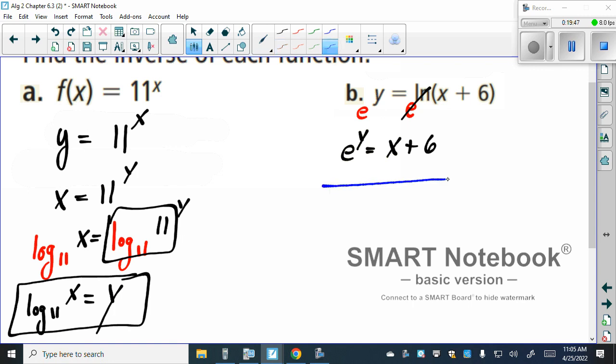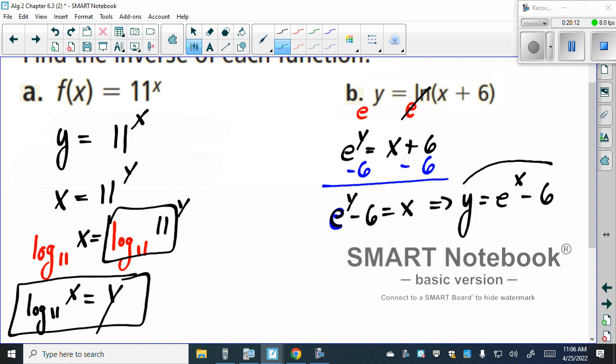Now here, to get x by itself, which will be y when we flip it, we need to subtract 6 from both sides, telling us that e to the y minus 6 is equal to x, or for our inverse function, y is equal to e to the x minus 6. Questions on this here? Do we like this property a little bit better than just using the flip or change?